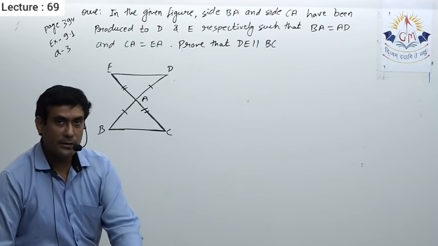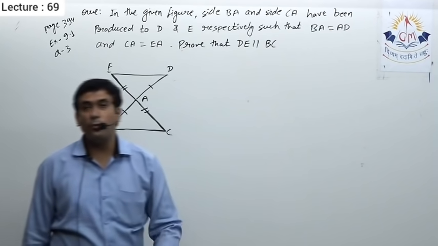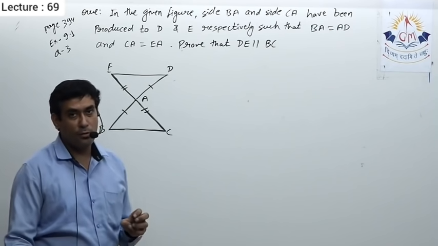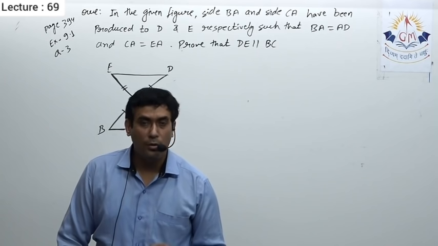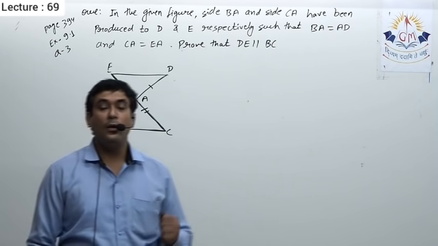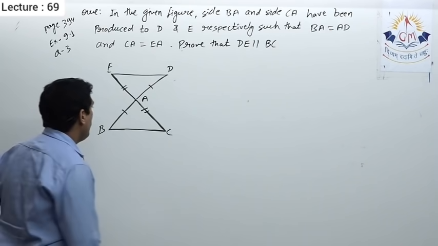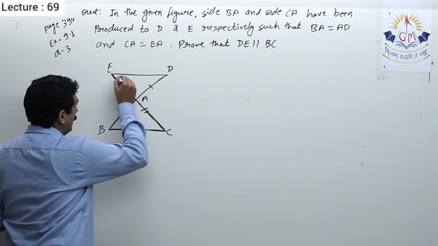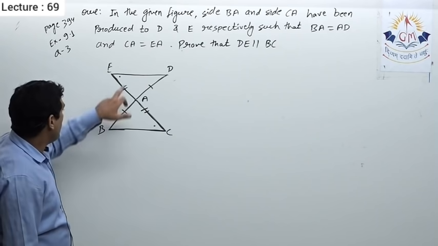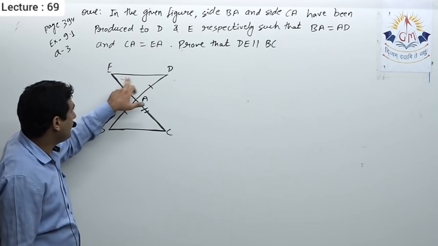So the very first thing that should come to your mind: to prove two lines are parallel, either we have to prove their alternate interior angles are equal, or alternate exterior angles are equal, or corresponding angles are equal, or the sum of co-interior angles is 180. Here, these two angles form alternate interior angles. So if it is possible to prove these two angles equal, I can say the lines will be parallel.